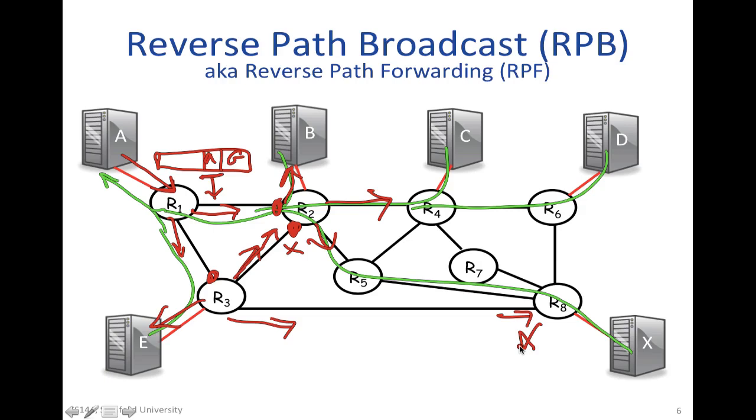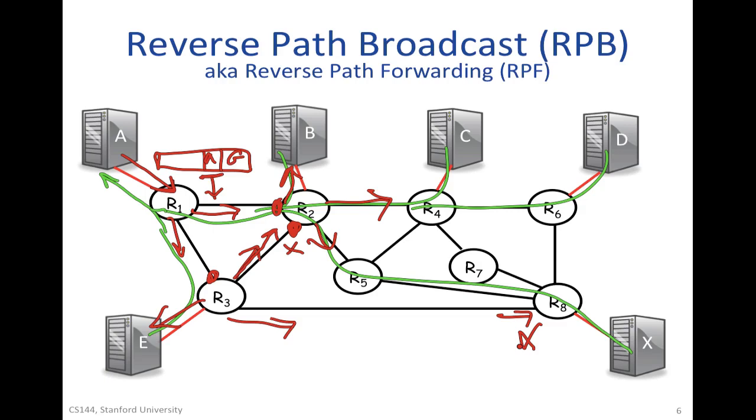And you can convince yourself that there, in fact, will be no loops because packets will follow that spanning tree that has already been built. It's a clever idea, and you can see why it's called reverse path broadcast, because it's using the spanning tree that is in the opposite direction.